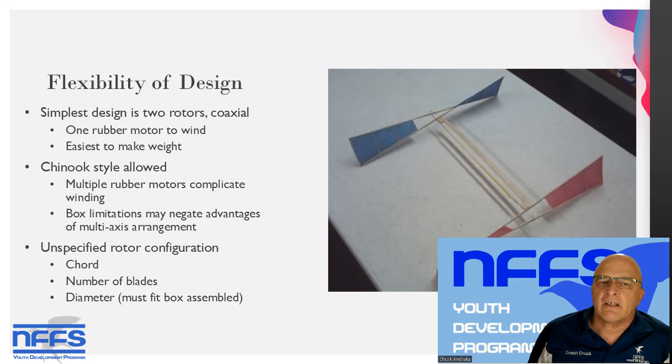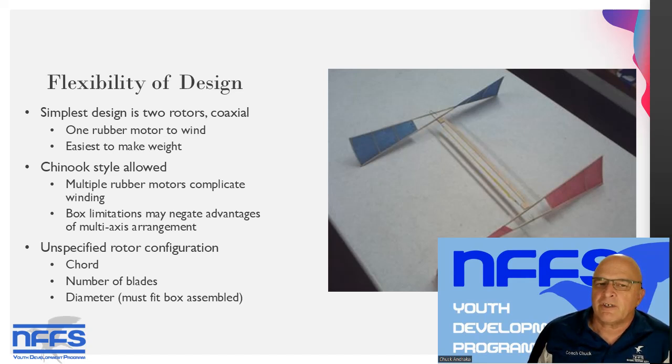A Chinook style is allowed. This is where you have multiple rotors either on the top or bottom of the aircraft, and these are not coaxial. When the rotor size was limited, there was a certain advantage to doing this. You get more rotor area by separating two rotors.